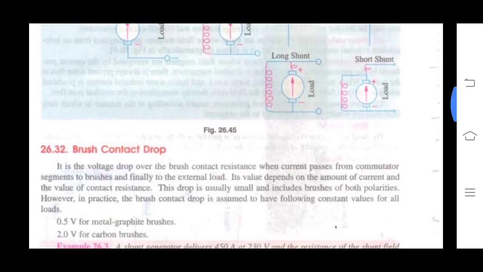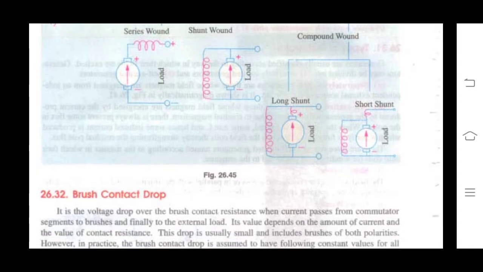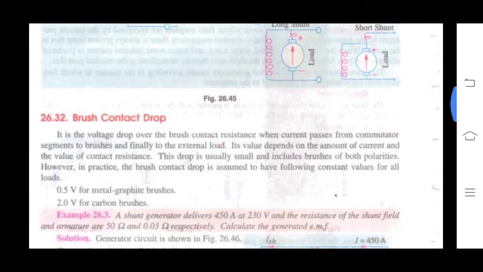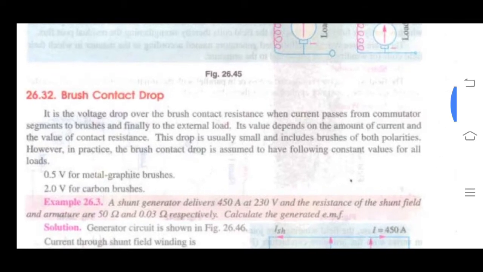So here in a DC machine, it has brushes. Brush contact drops are nearly 2 volts for carbon brushes and 0.5 volts for metal graphite brushes. Generally we use carbon brushes, so consider a 2 volt brush drop.